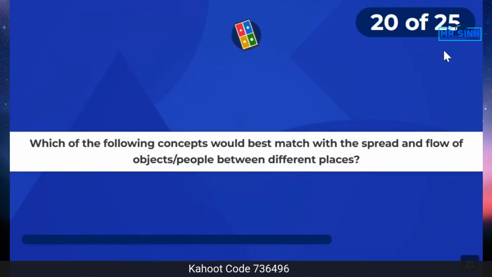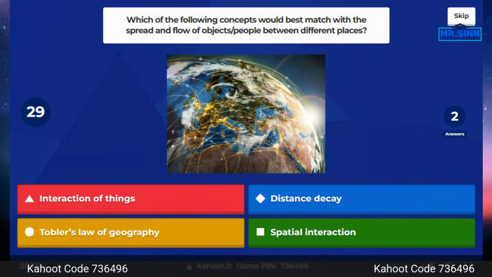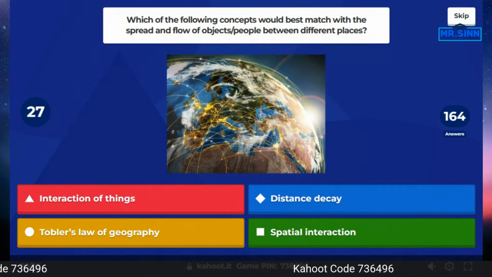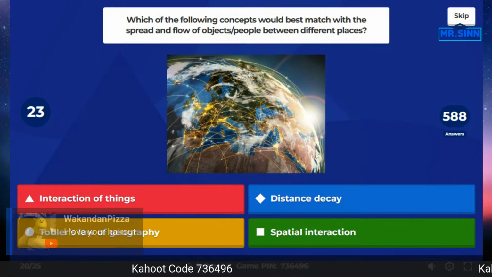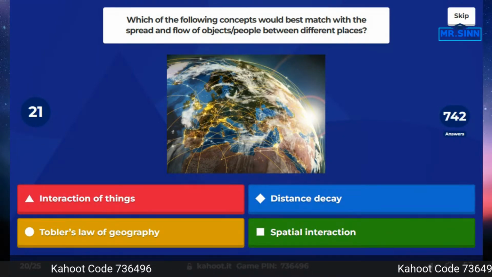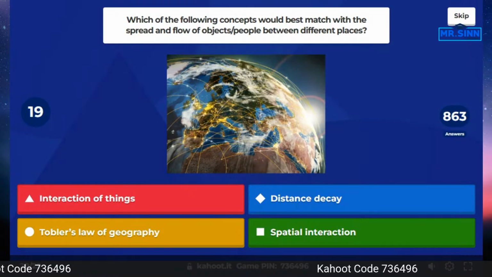Are we doing these live reviews for every unit? Yes, we are. You love the haircut. I'll let my wife know. My wife's the one who cuts my hair, so I'll tell her that this time it was all right.